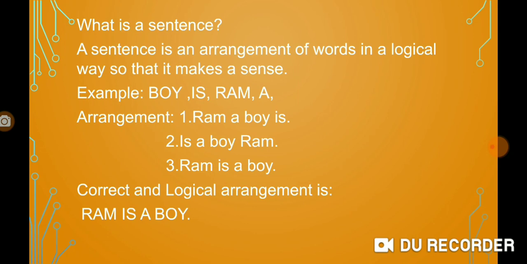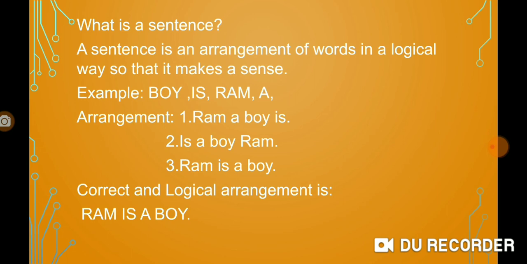First of all, it is very important for all of us to know what a sentence is. A sentence is an arrangement of words in a logical way so that it makes sense. So here two things are mentioned in the definition. The first is that it is an arrangement of words, meaning when words are arranged in a proper or logical way, they make a sentence.